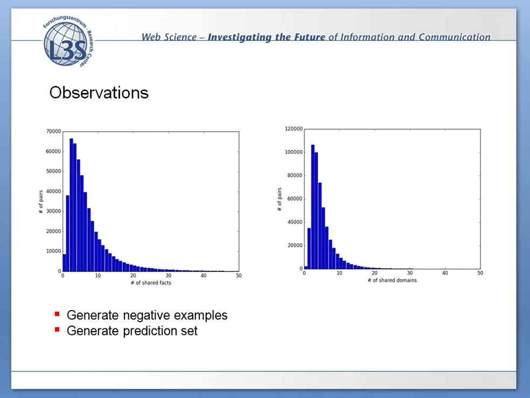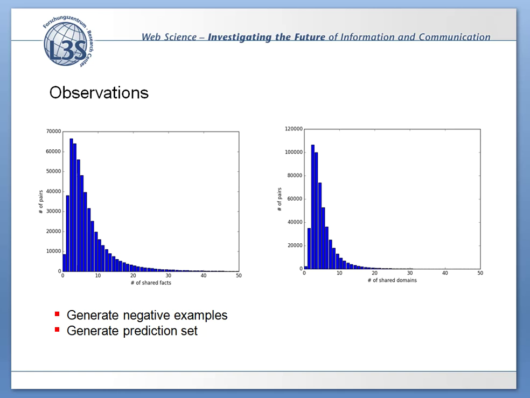We first did some analysis and obtained some observations. We compute the distributions of number of pairs given by number of shared facts between the user IDs in the training file. And we did the same for the domains. We observe that users tend to have the same facts or events, or they access the same domains across multiple devices. That means two different user IDs that refer to the same users tend to share one or more facts or share one or more domains.